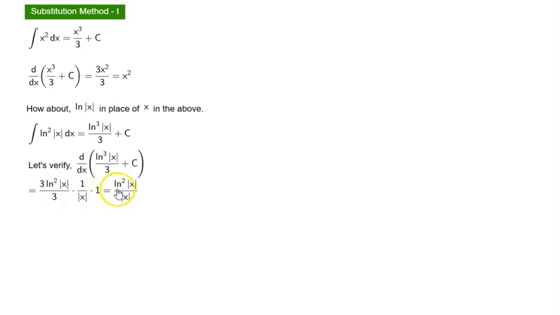If we simplify this, we get natural log square of absolute value of x divided by absolute value of x. Now, this is not equal to this. Why? Primarily because we have an additional element because of the chain rule. So here, x to the power of n dx integral is equal to x to the power of n plus 1 by n plus 1 plus c does not apply.